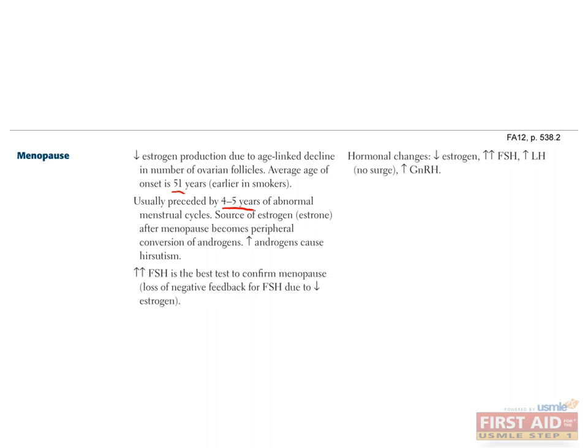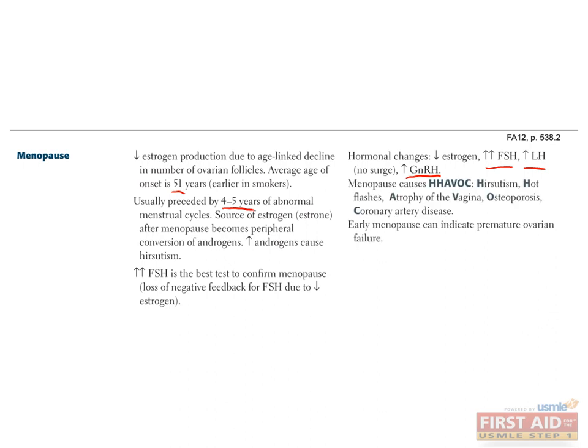Some important biochemical changes to keep in mind are that FSH, LH, and GnRH all go up, secondary to loss of estrogen negative feedback. This shouldn't be too hard to remember, as it kind of makes logical sense from an endocrinology standpoint. If the primary producing organs stop working, the hypothalamic pituitary axis responsible for stimulating secretion will ramp up. The signs and symptoms of menopause can be summarized by the mnemonic H-havoc: hirsutism, hot flashes, atrophy of the vagina, osteoporosis, and coronary artery disease.